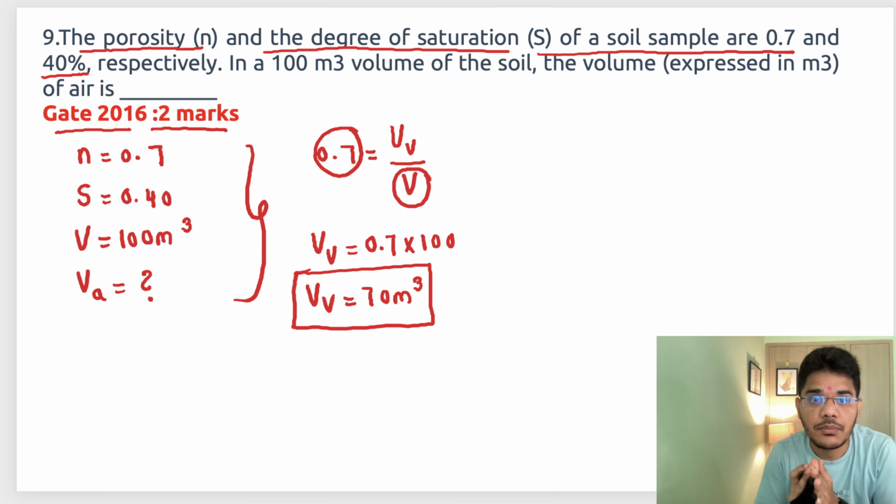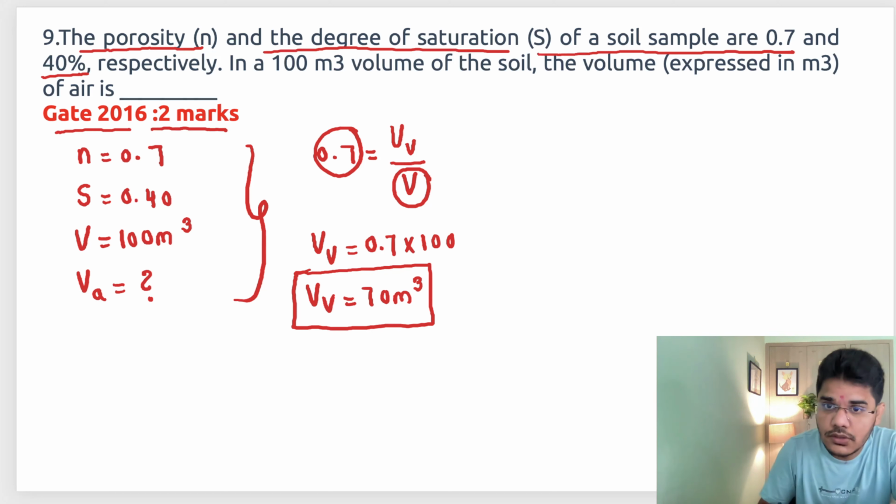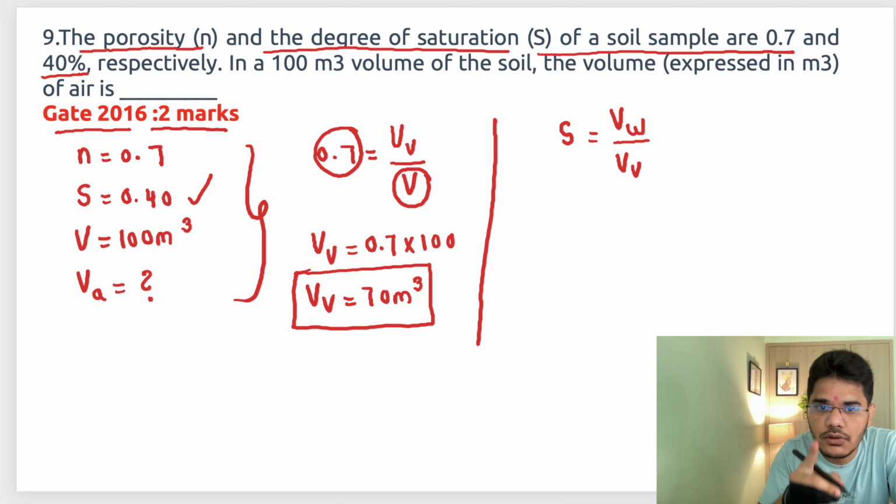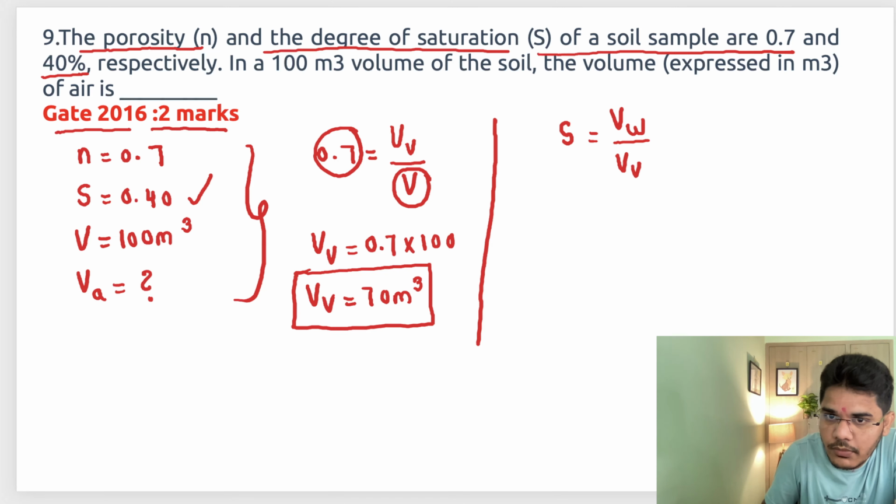But what he has asked in the problem is the value of the volume of air. That means if we want to calculate the volume of air, we have to know the volume of water. How can we calculate the volume of water? He has given one more term, the degree of saturation. From there we can calculate: degree of saturation S is equal to volume of water to the volume of voids. Just now we have calculated volume of voids, so from here volume of water can be calculated.